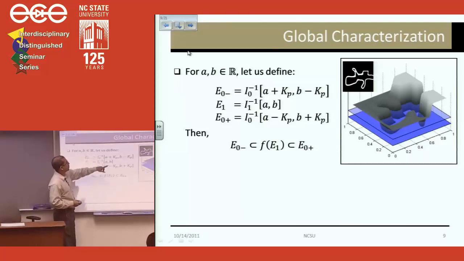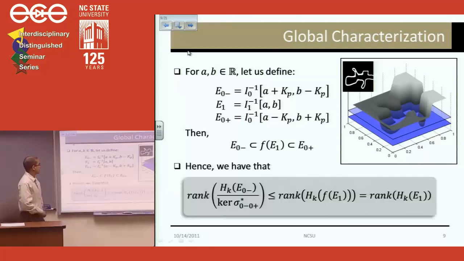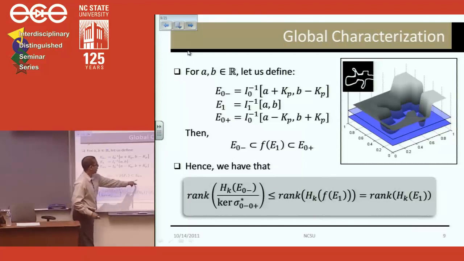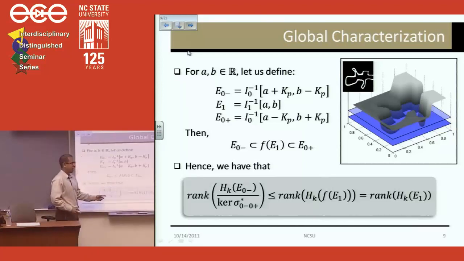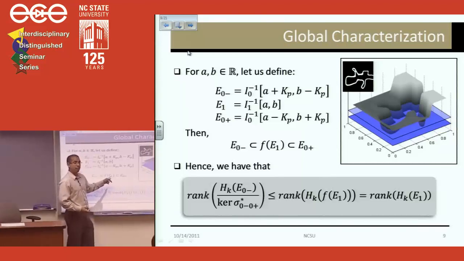And just to remind you of this particular constant, Kp corresponds to the amount of perturbation that you're adding to your function. So it's essentially the upper bound that you had for the noise or error measurements. Given that, we're going to use the same lemma that we had before, in which we had some sort of rank condition between E0 minus and E0 plus, and that's this condition over here. And it's going to be less than or equal to the rank corresponding to F of E1.